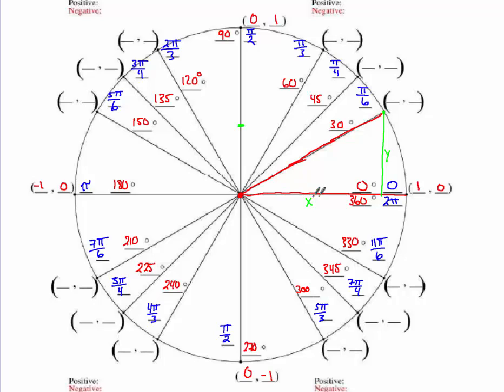So the cosine of 30 degrees or pi over 6 is the square root of 3 over 2, always. And the sine of 30 degrees or pi over 6 is always 1/2. So that means that this value right here, this distance, is the square root of 3 over 2. And this y value is 1/2. So my mark here is a little low.